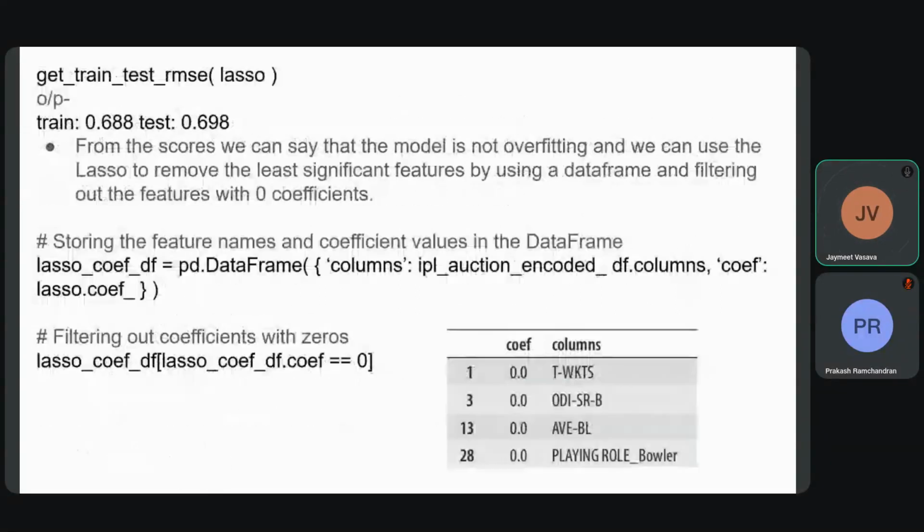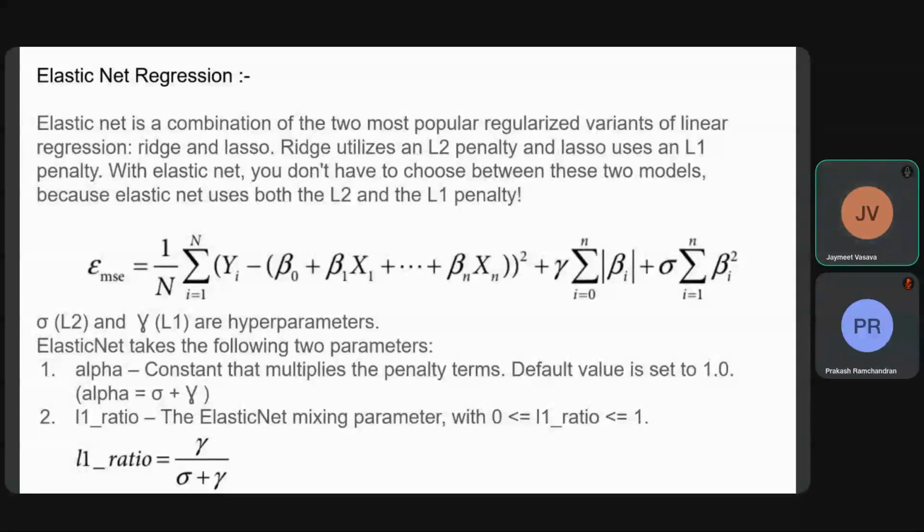Now that was Lasso. Now we'll discuss elastic net regression. Elastic net combines both the ridge and the lasso, and it works with both of them, and gives us a single way to measure our model's capability. So with ElasticNet, you don't have to choose between these two models, because the ElasticNet uses both L1 and L2 penalties.